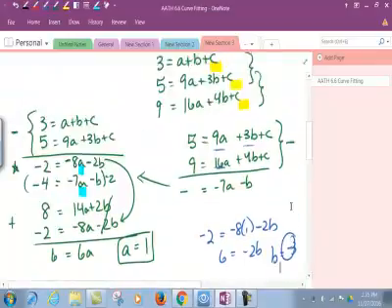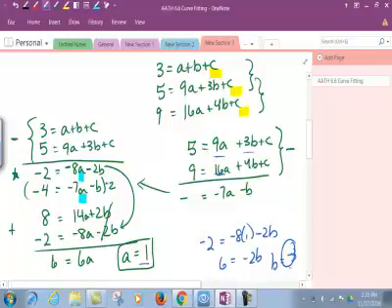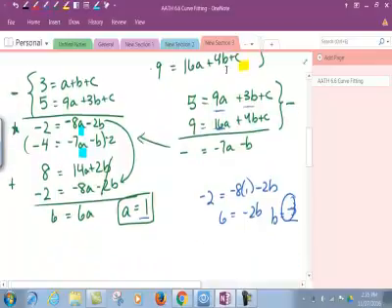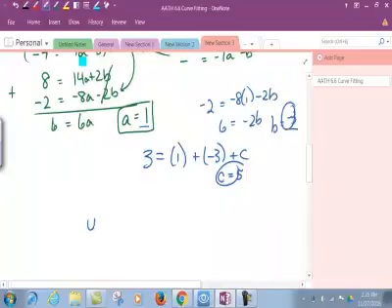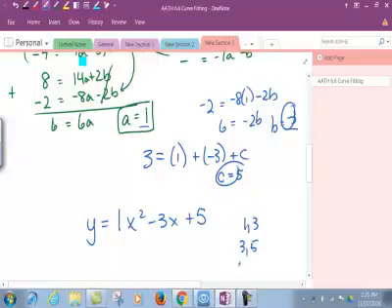I've got two of the variables. I just need to substitute the a and the b, and it doesn't matter, I can actually use any one of those three equations. So I'm going to go to the easiest one, the one on the top, which is 3 equals a plus b plus c. So 3 equals, here's a, here's b, and here's c. So when I move the negative 2 over, I get c equals 5. So to answer the question, I put it together. I say that if I were to graph the equation y equals 1x squared minus 3x plus 5, it would go through the ordered pairs (1, 3), (3, 5), and (4, 9).